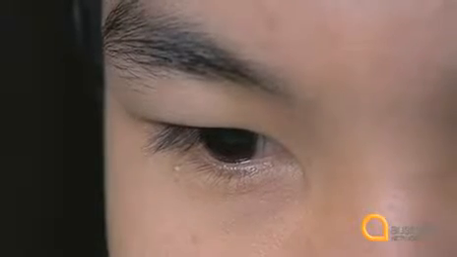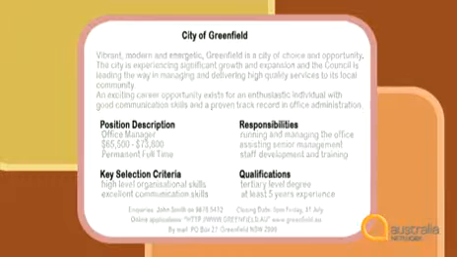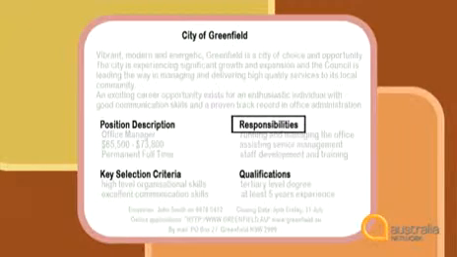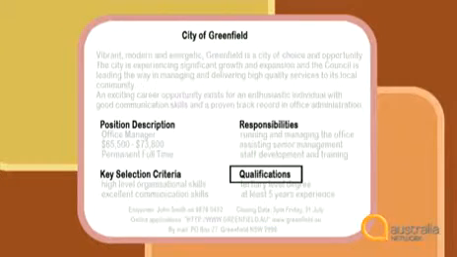In the next section, Section 2, you will be asked about a work-related text that is a bit more complex, such as this job advertisement. It is important to know that information in job ads is presented in a particular way. Being aware of the layout will help you locate answers more quickly. Because the texts in Section 2 are longer, it is useful to preview them. Let's reduce the ad to its headings. We have City of Greenfield, Position Description, Responsibilities, Key Selection Criteria, and Qualifications.